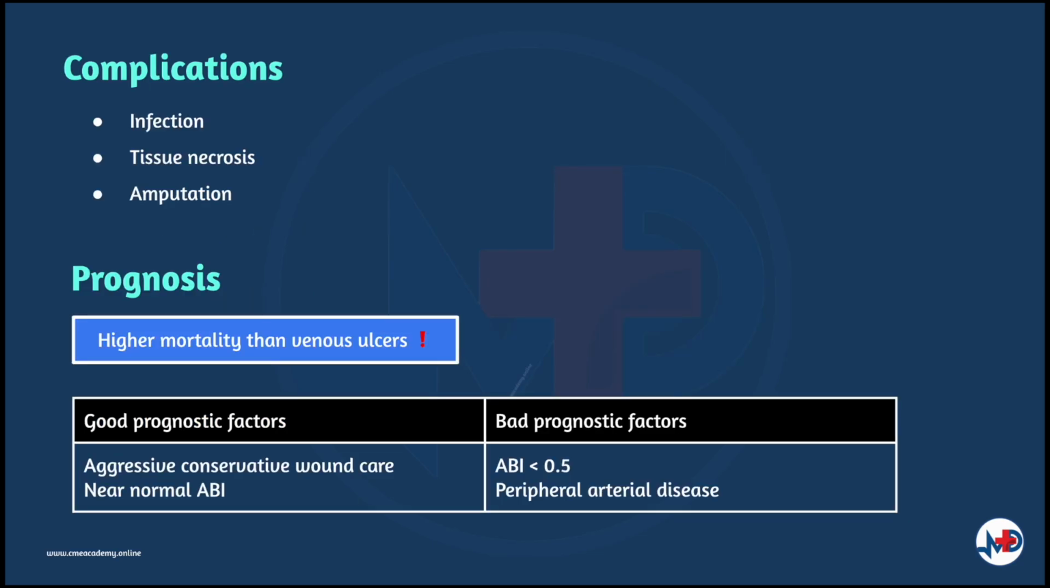Complications of arterial ulcers are infections and tissue necrosis, and this may then require amputation. Aggressive conservative wound care and a near normal ankle brachial index provide a good prognosis. However, an ankle brachial index less than 0.5 and peripheral arterial disease show a poorer prognosis.